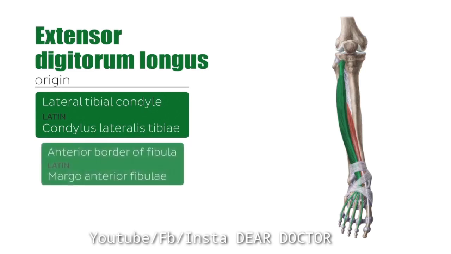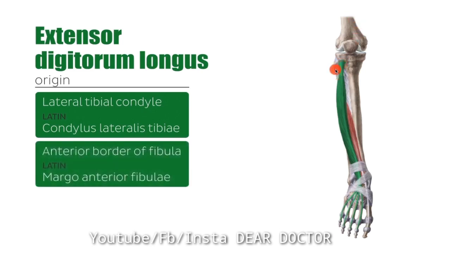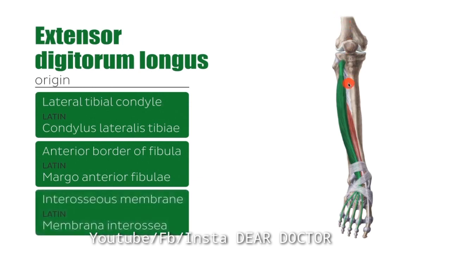The other one is the anterior border of this bone that is hiding a little bit here behind this muscle. This is the fibula, and the anterior border of the fibula will be also an origin point. The other one is the interosseous membrane that you can see a little bit here. Notice this membrane that you find between the tibia and the fibula and will serve as an origin point for the extensor digitorum longus. You can sometimes add the head of the fibula as an additional origin point. If you want to write on your exam and do a good job, then don't forget to also add the head of the fibula as an origin point for this muscle.